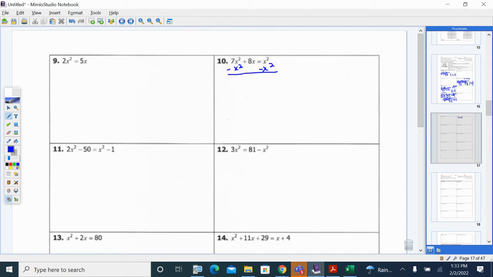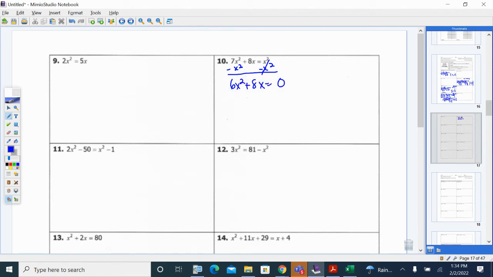Now, you have an x squared on the left to subtract it from, so it's kind of like you're combining like terms here, but you have to use your opposite operations because they're on opposite sides. 7x squared minus x squared is 6x squared plus 8x is equal to 0.